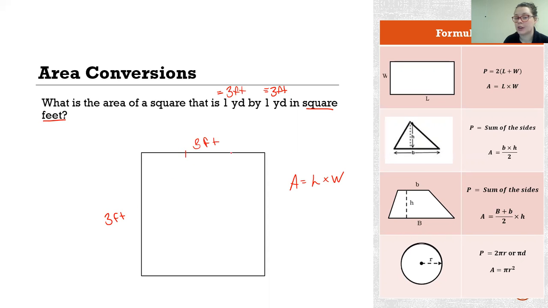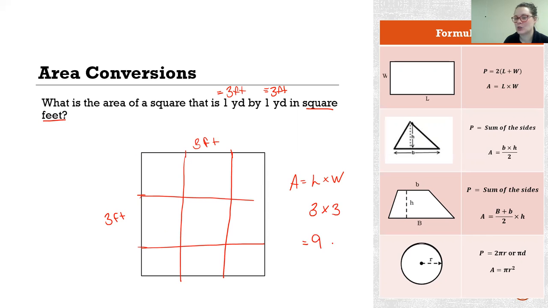So we can put that into our diagram. I'm going to actually draw it out because I think sometimes that's helpful. Now I struggle at making lines straight on this thing. All right, so you have 3 feet, which is the same as 1 yard, by 3 feet, which is the same as 1 yard. The area is 3 by 3, which we could count, and we get 9 square feet.